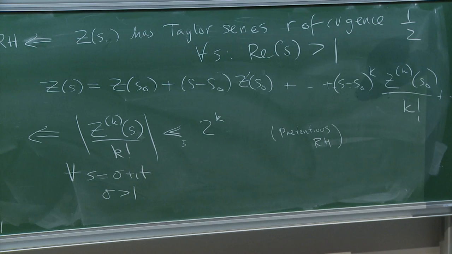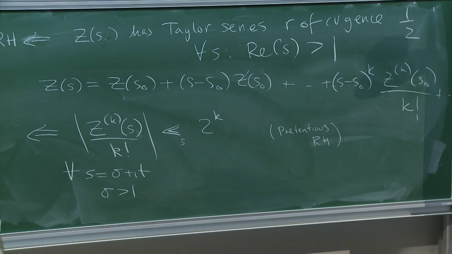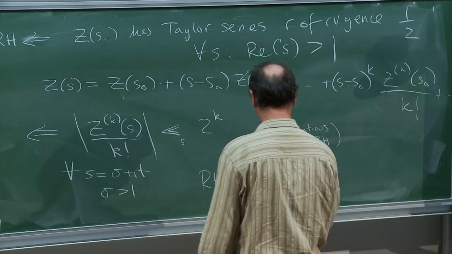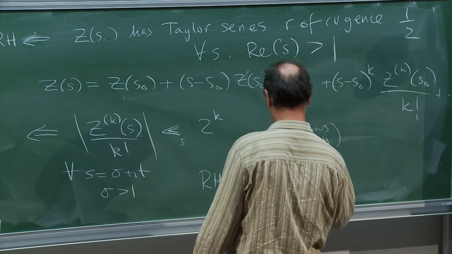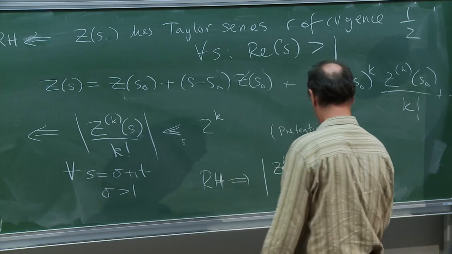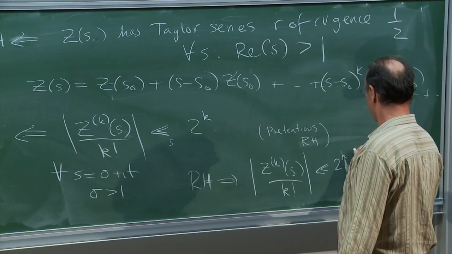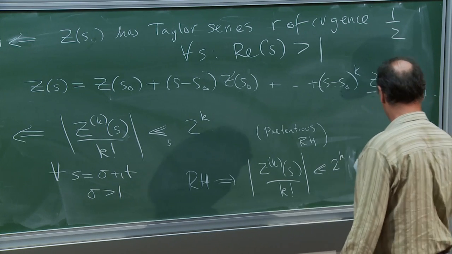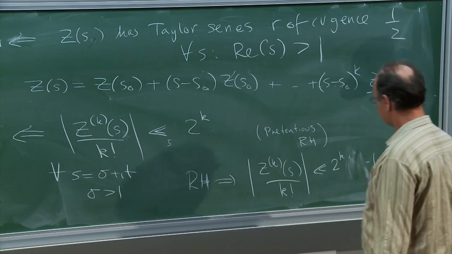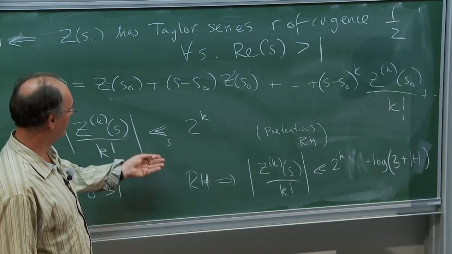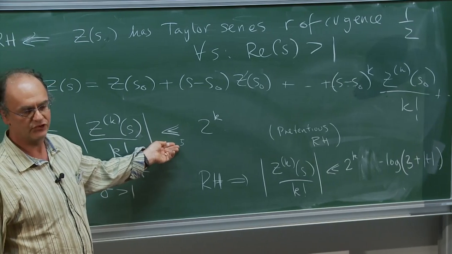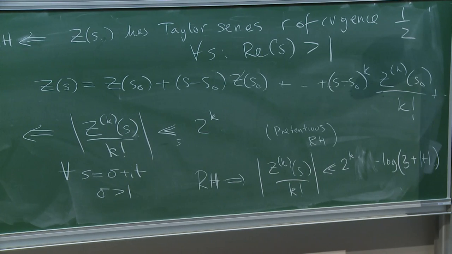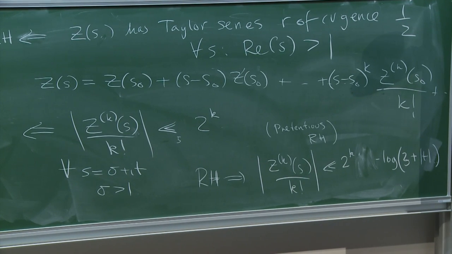And let me just say that if you assume the Riemann hypothesis, then just by classical techniques, the Riemann hypothesis implies a bound with log of 3 plus t. So, although all we need to assume is that there's some bound with a fixed constant for each point, the Riemann hypothesis will come back and give you a uniform bound at every point, like that.